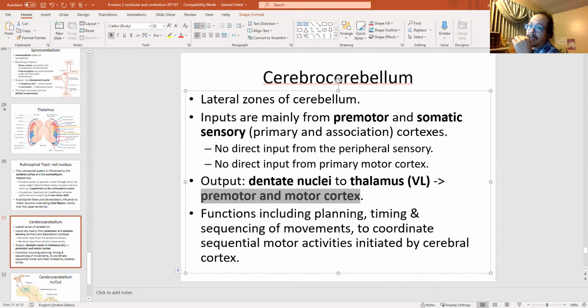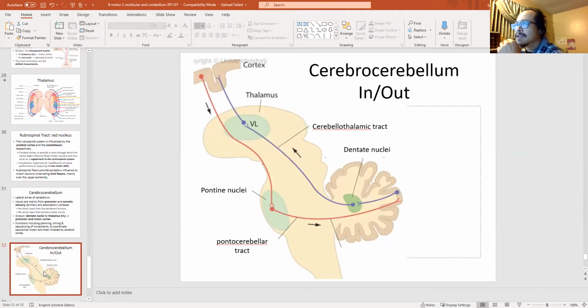So the function is not directly movement yet, but a signal process related to movement. The signal comes from the premotor and somatic sensory areas, and sends signal back into the premotor and the motor cortex. So it's more like planning and sequencing of the movement, but not directly executing the movement. So this is the input and output of the cerebellum.